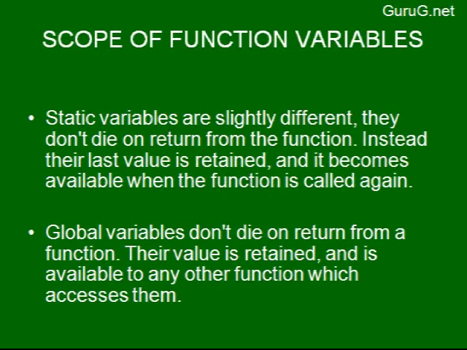Next, you can see global variables don't die on return from a function, but local variables will die. As I said, the scope of local variables is limited till the closing curly brace, so their visibility will not be available to other functions.